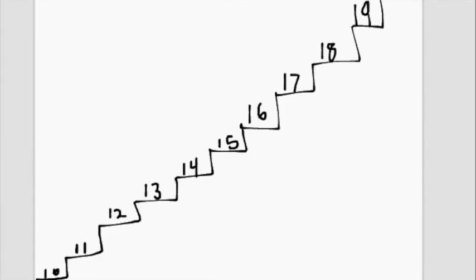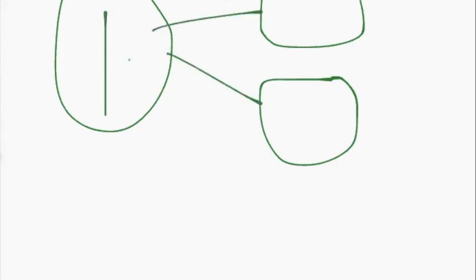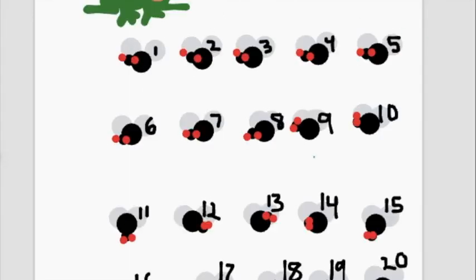And we can always use drawing pictures to show teen numbers. We can draw number bonds. We can do drawing pictures like we drew this froggy and the flies.